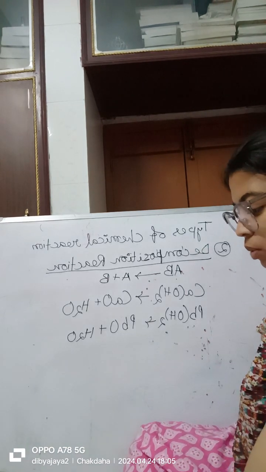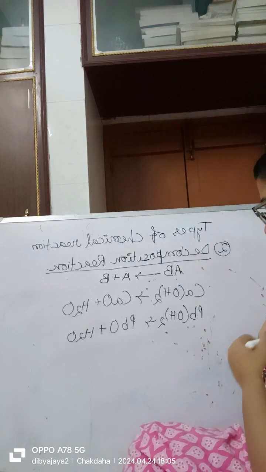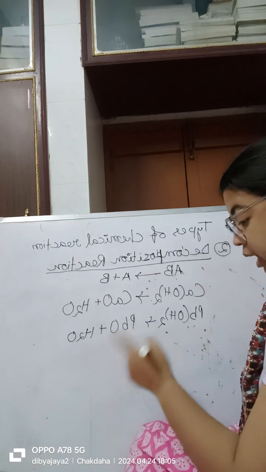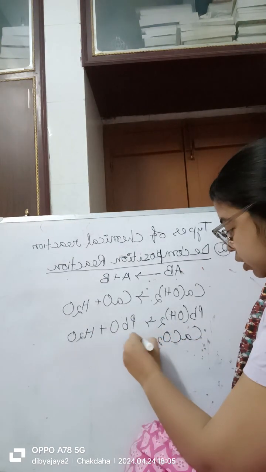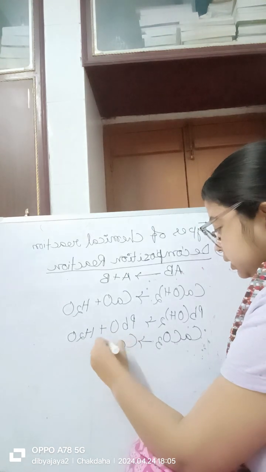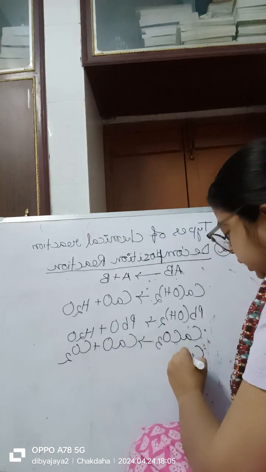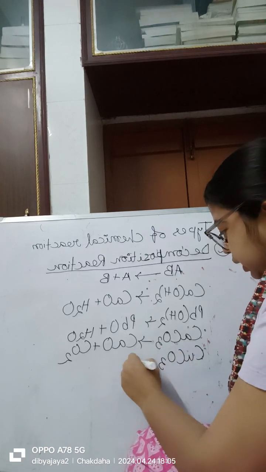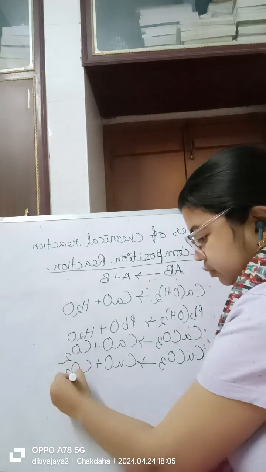Okay, next one, metal carbonates and bicarbonates also decompose. As we know, metal carbonates, CaCO3, thermal decomposition happens here, that is CaO plus CO2. Next one is CuCO3, then we get CuO plus CO2.